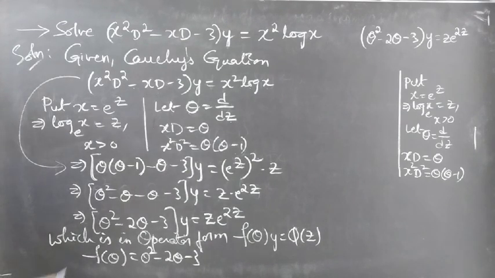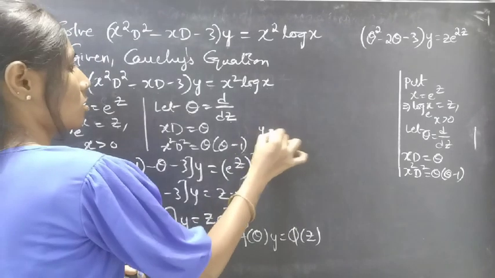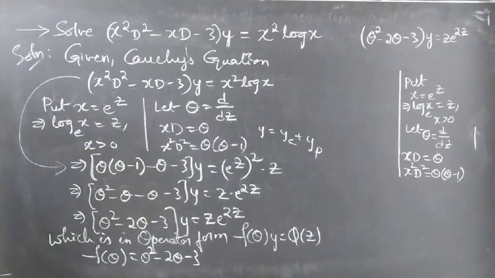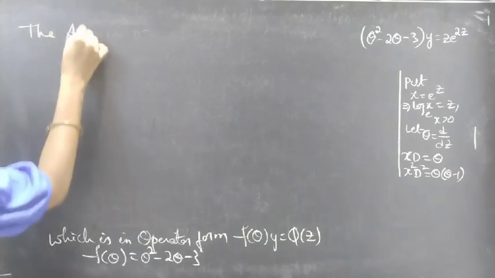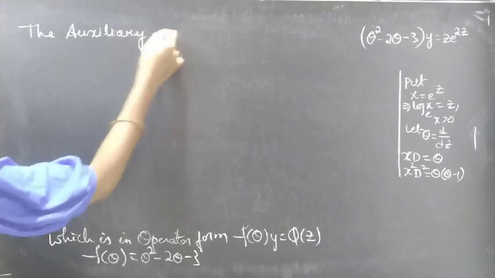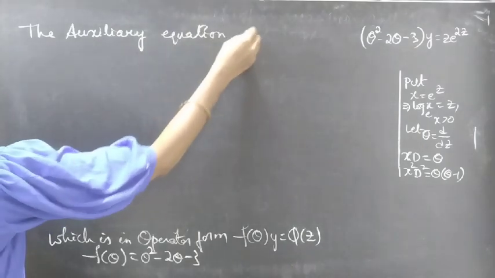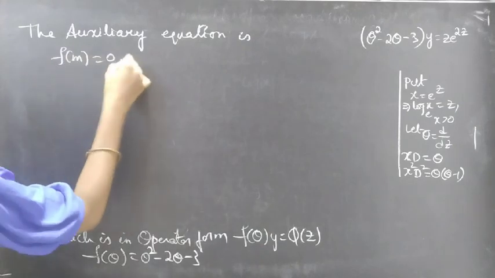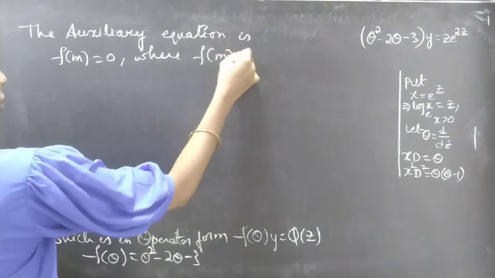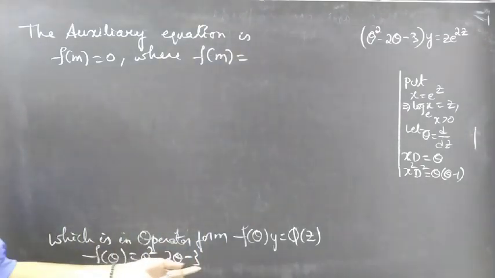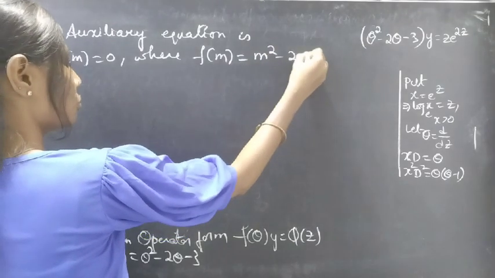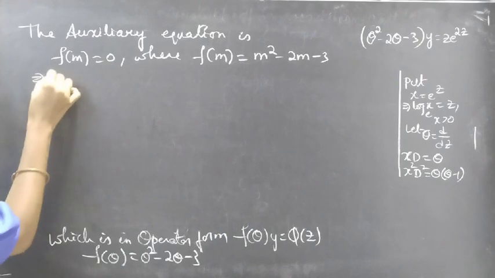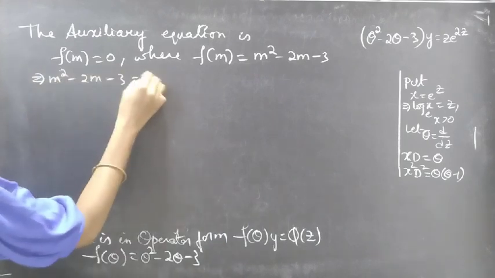Now we need to find the general solution to the given equation, which is given by y = yc + yp. Let's now find yc using the auxiliary equation and later we'll go for yp. The auxiliary equation is F(m) = 0, where F(m) = θ² − 2θ − 3. Let's replace the differential operator θ by m, so that we'll get F(m) = m² − 2m − 3. Now our auxiliary equation becomes m² − 2m − 3 = 0.